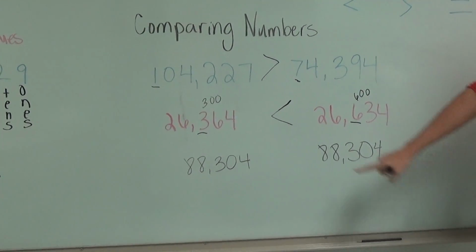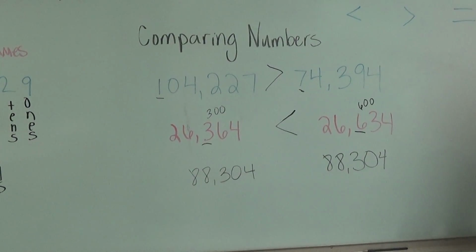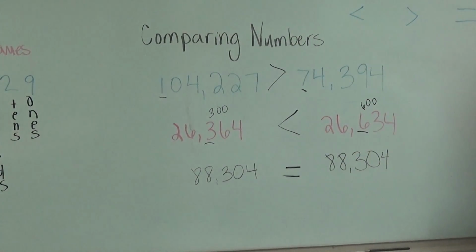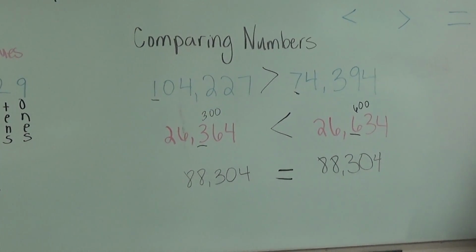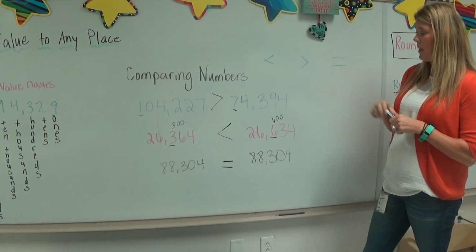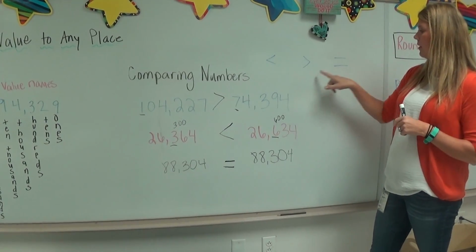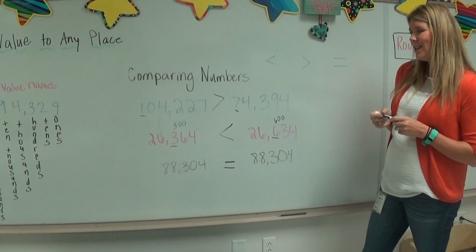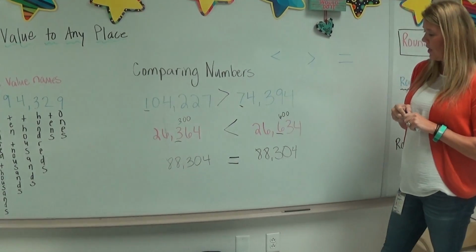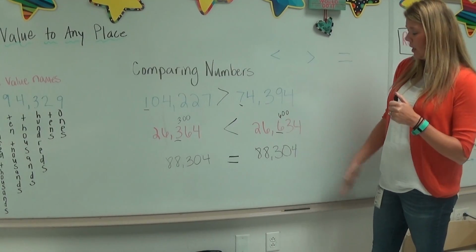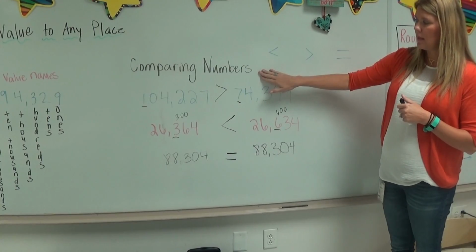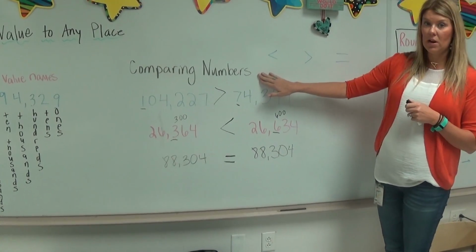And our last one, we can see is actually going to be equal. They're both 88,304. So if you're working with your students at home, you can just create any number you would like and have them compare it using less than, greater than, or equal to. Sometimes it's good to trick them and put in numbers like I have here, or some equal ones also. That is our first skill that the kids have been working on the last few days, comparing numbers.